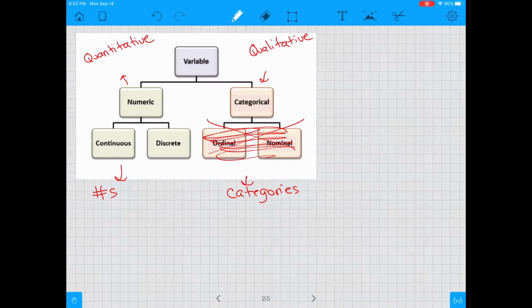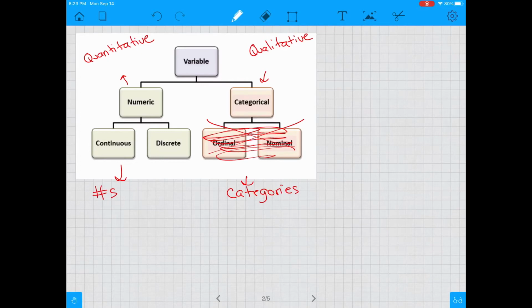So a good example that I used on purpose is eye color. Blue, green, brown, whatever it may be. Another example may be the city where you were born. That's a qualitative variable. If you were born in New Haven, if you were born in Bridgeport, if you were born in Waterbury, there's no numbers associated with that. It's a place, it's a category. So those are the two big things that we focus on in our class, the two different types of data.